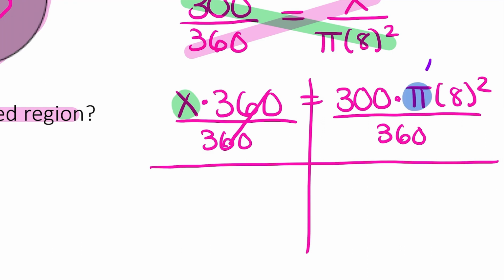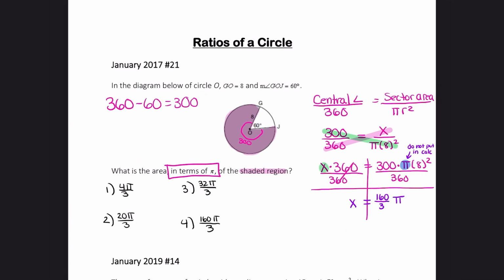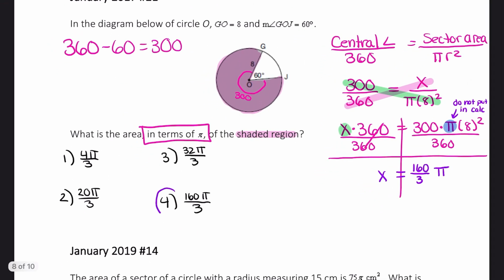So let me just write, do not put in calc. So I'm going to not put that in my calculator. And because I'm not putting it in my calculator, it'll be in my answer. I'm going to put my pi right down there. And if you put that into your calculator, and don't put the decimal point so it doesn't round, it should just give you 160 over 3. So it'll give it to you as a fraction unless you ask it not to. So that means my answer is number 4.